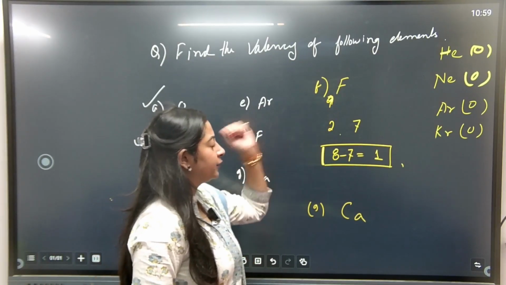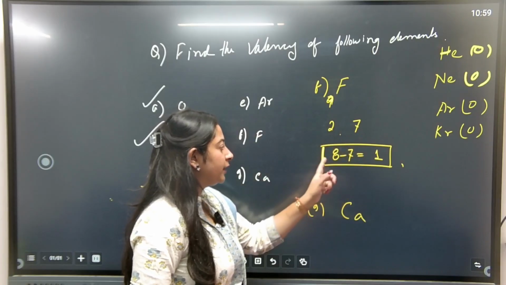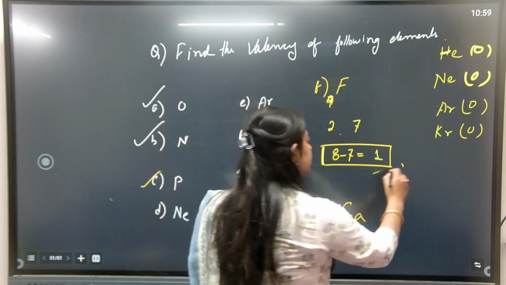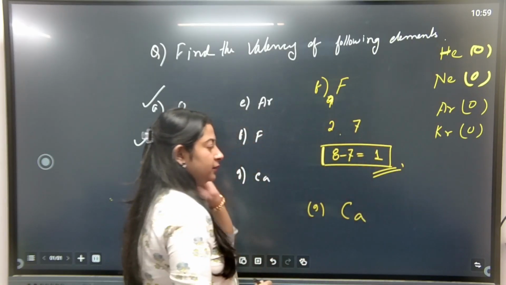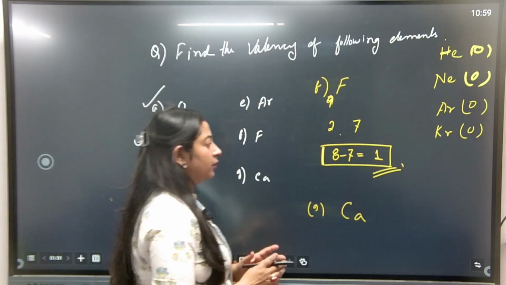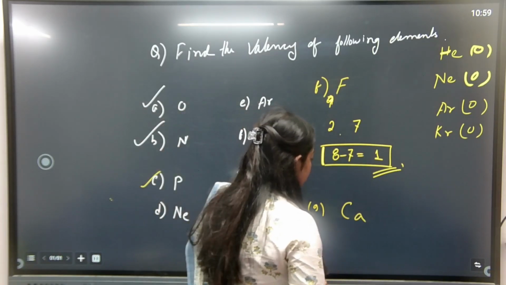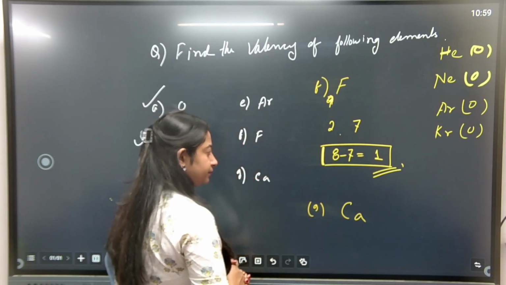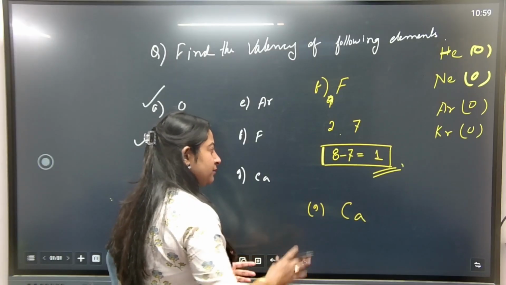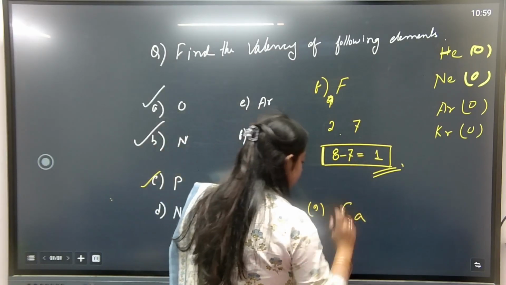Atomic number 9, electronic configuration 2,7. So 8 minus 7 is 1. So this is the valency of fluorine. Fluorine does not have multiple valencies. We do have exceptions, but you only need to know its valency is 1.